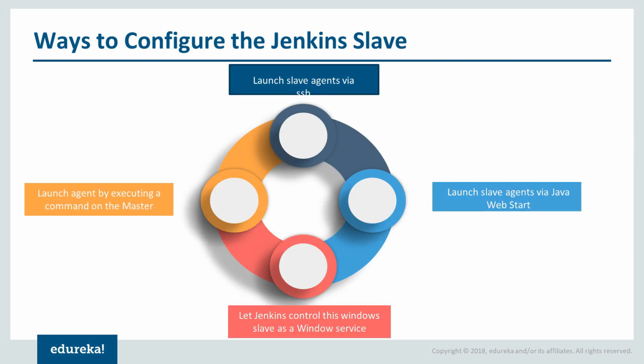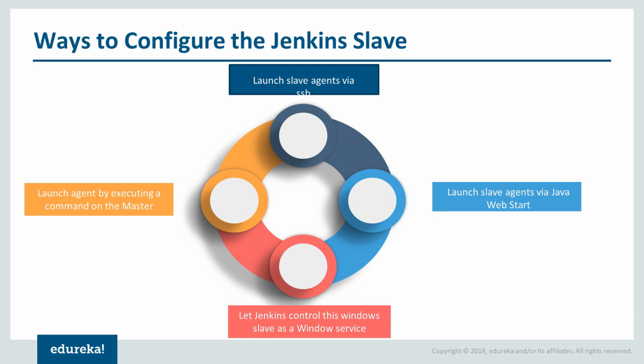So now the ways to configure the Jenkins slave. You have multiple ways. You can launch slave agents via SSH, which is again one of the most common ways. This we will take a look at definitely. We can also launch slave agents via Java Web Start. This is very commonly used if you have a Windows machine to be run as a slave, because as you know, SSH will not work on Windows. I mean, of course, you can make it run, but that's not the default behavior of Windows machines.